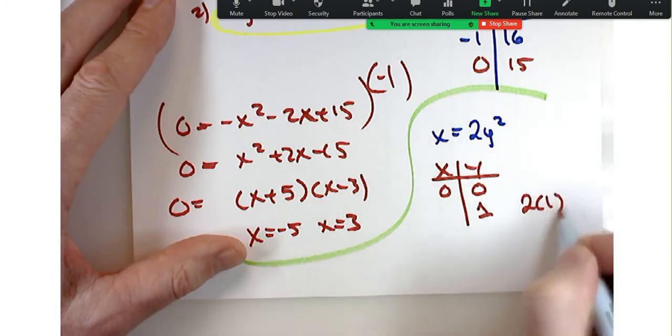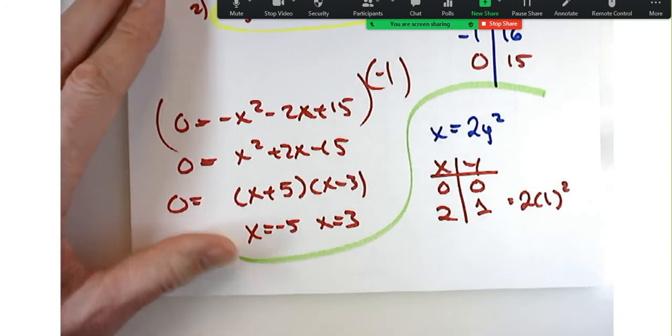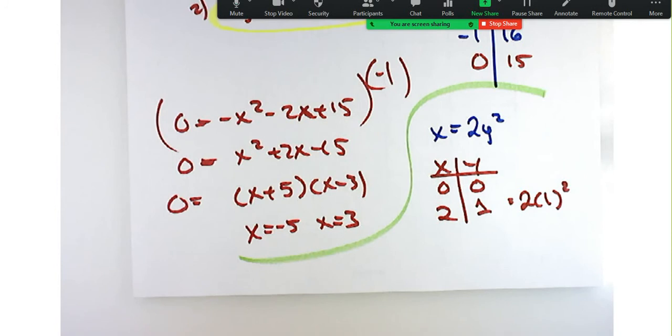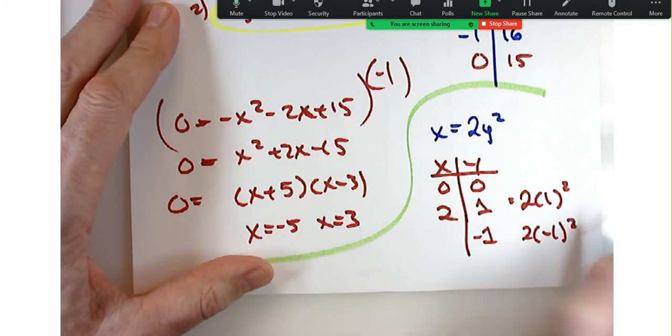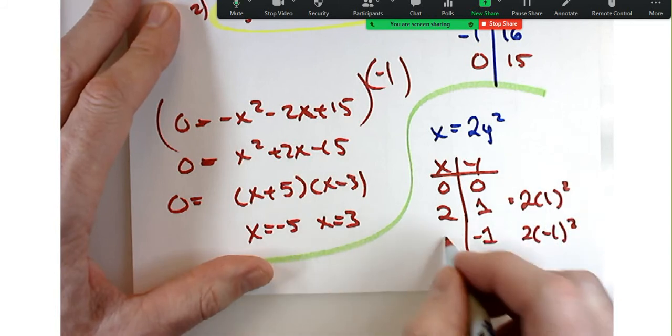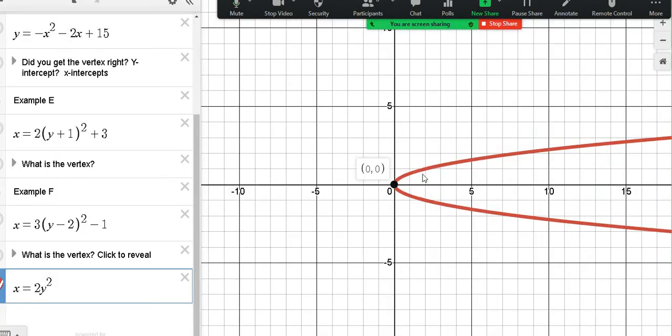2 times 1 squared. 2. There you go. So 2 and 1. By the way, it wouldn't matter if you plug in a 1 or a negative 1. 2 times negative 1 squared, still going to be 1 times 2 is 2. So both of those are actually there. You might notice that this fails the vertical line test, but it does pass through the point 2 and 1, and 2 and negative 1.